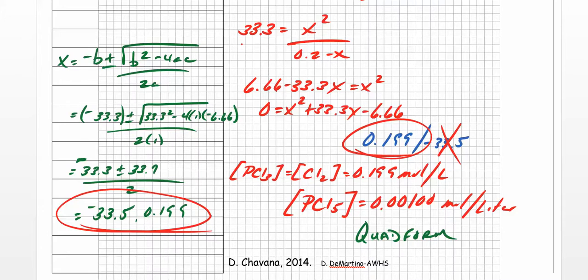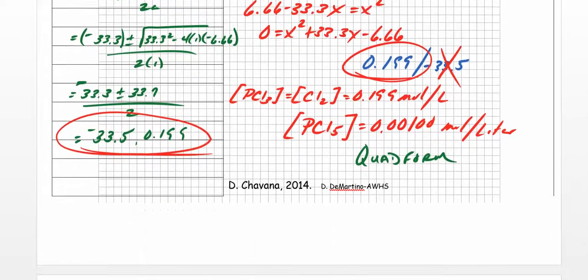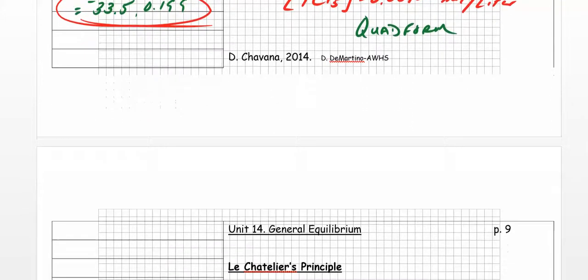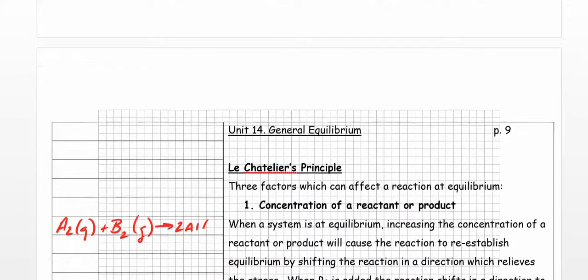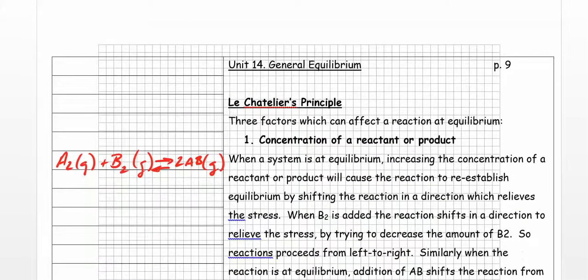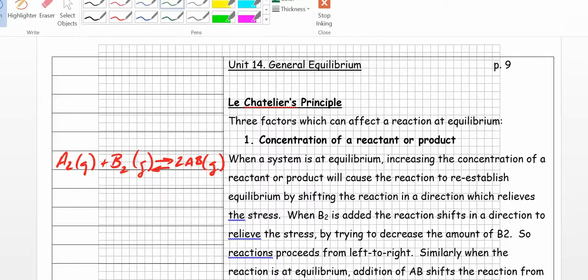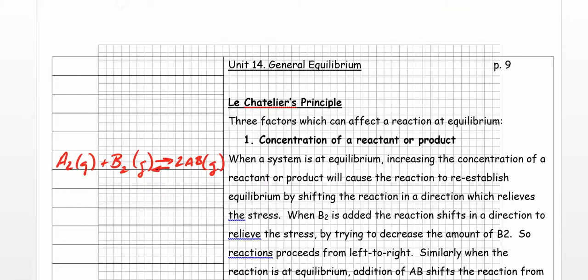So let's go. Folks, what we want to talk about is something called Le Chatelier's principle. All right? What do we mean by Le Chatelier's principle, and what does it say? Well, we've talked a lot about equilibrium, right? And what we said was that equilibrium was what happens when the forward and the reverse reaction rates are the same, right?